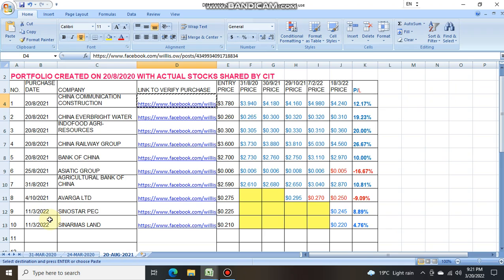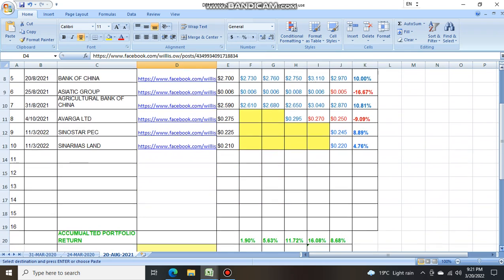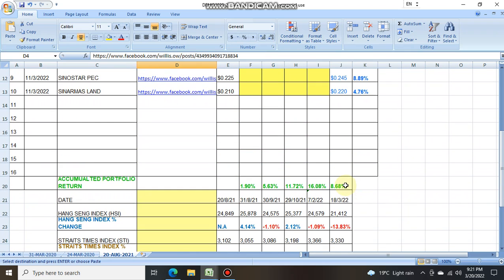This is the style of CIT. So you can see that out of these 10 stocks that we have added so far, apparently 8 are in profit and 2 are actually in losses, and that comes up with a portfolio return of 8.68%.